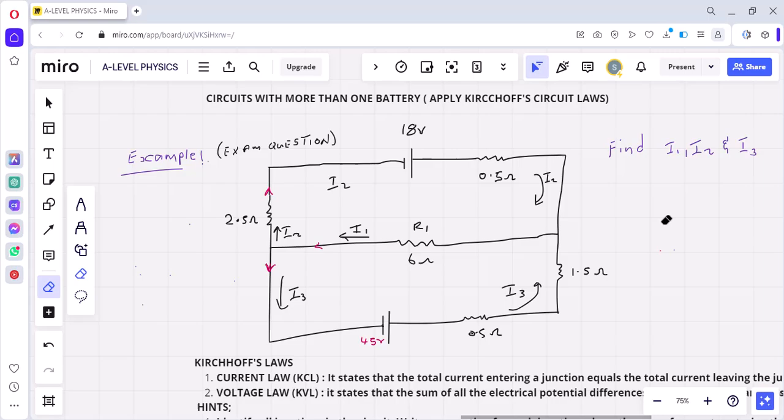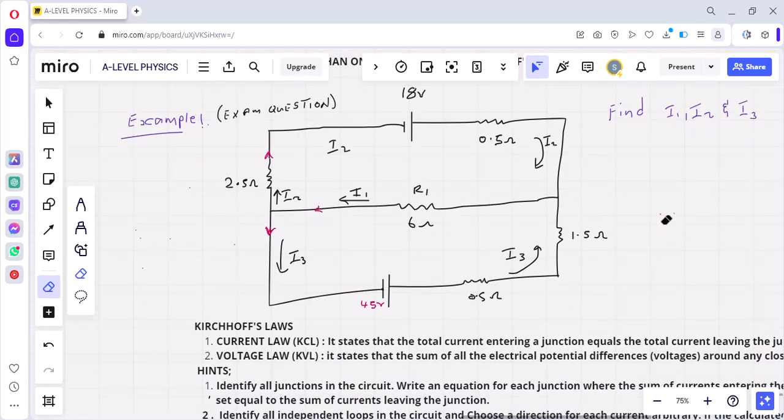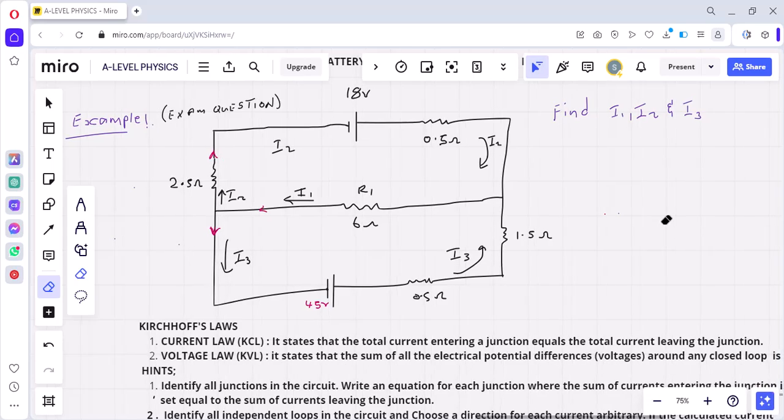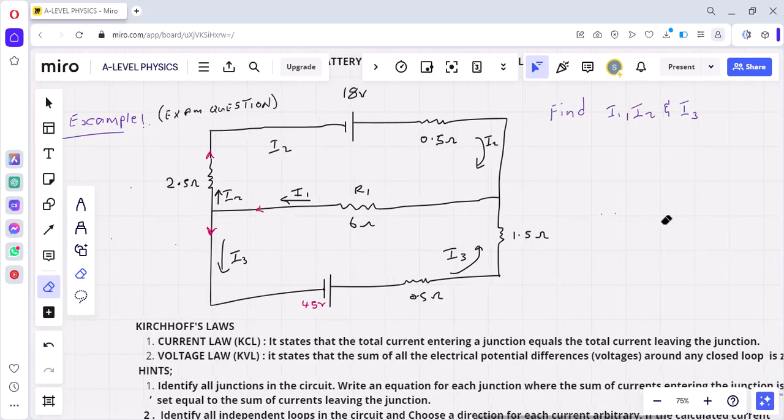So the first Kirchhoff's circuit law is the Kirchhoff's current law, KCL. It states that the total current entering a junction equals the total current leaving the junction. So you have to identify a junction. So here we have a junction. So the total current, like this one here, it's the only one entering the junction, must be equal to the two currents that are leaving the junction.